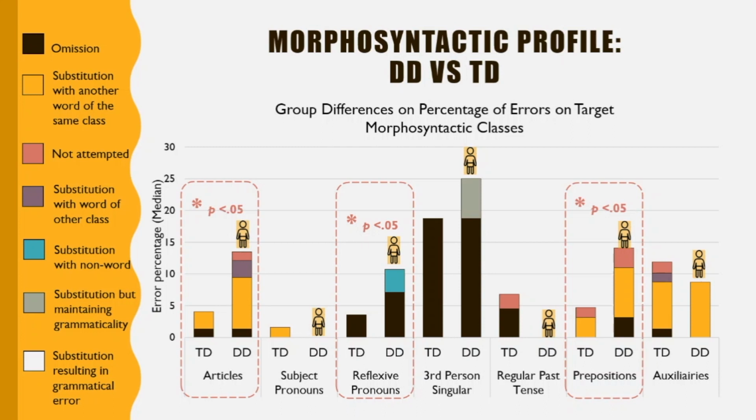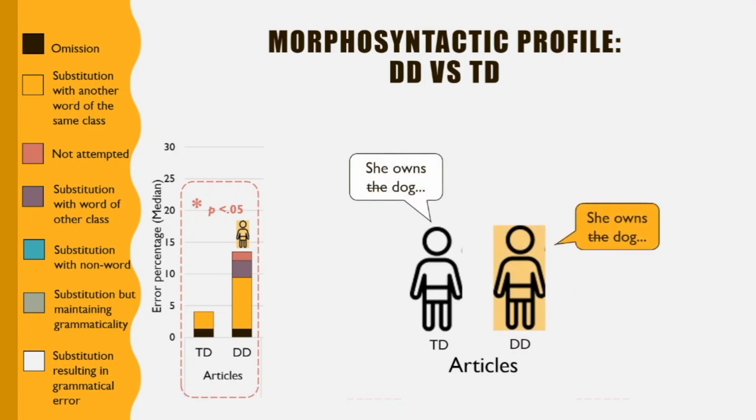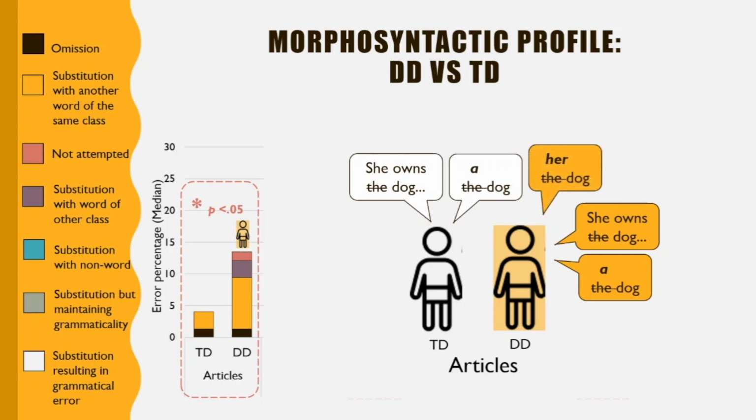Let's look at their errors on articles. Both groups of children tend to make such an error where they omit the article. For example, she owns the dog, they say she owns dog. And also, you see the yellow section, so they're also substituting it for another article. Instead of the dog, they say a dog. But only the group with dyslexia would make such an error, substituting the for a word of another class. For example, the dog, they say her dog. So that changes the meaning a bit.